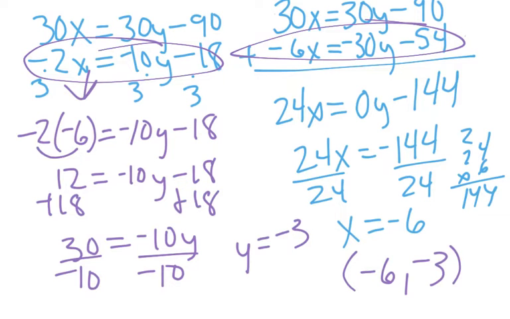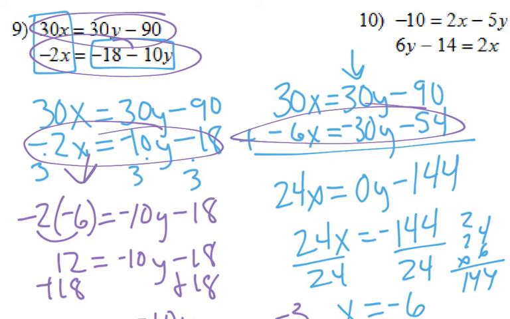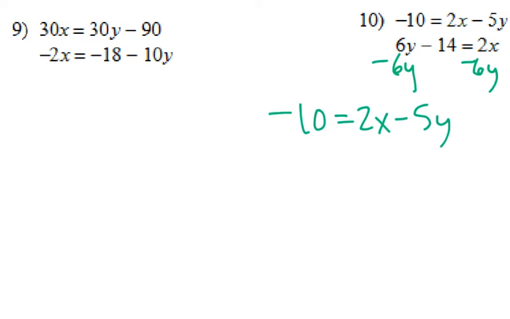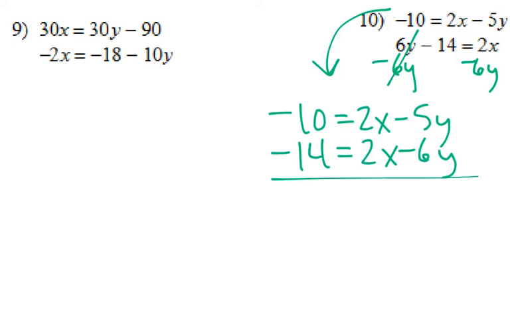So a bit more work on this one, but it's the same process. So number 10, same idea. I've got to, first of all, rearrange, so I'll subtract a 6y. So -10 equals 2x minus 5y, just repeating that top equation. The bottom one we change, so it would be -14 equals 2x minus 6y. Now, we've got the same coefficient, so I don't have to multiply here. We're just going to subtract.